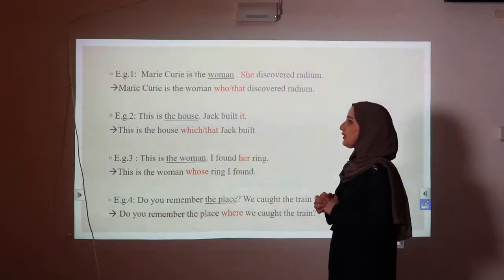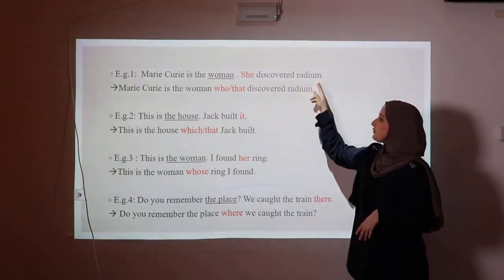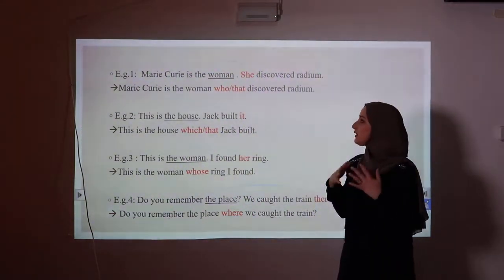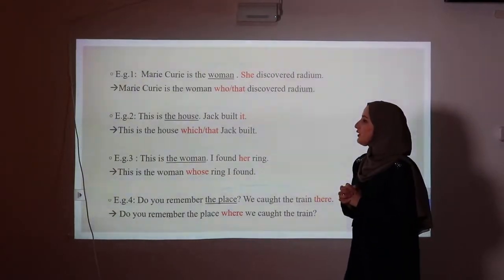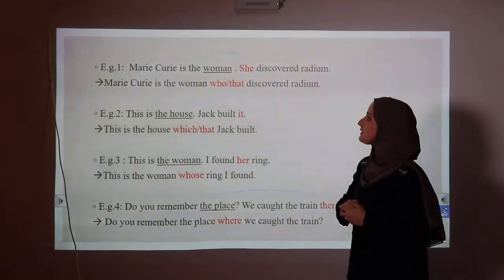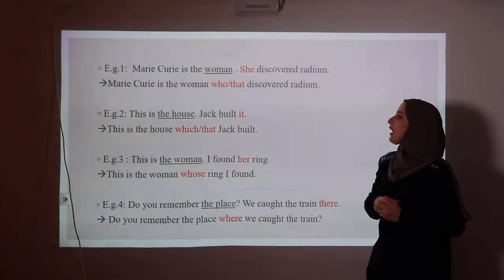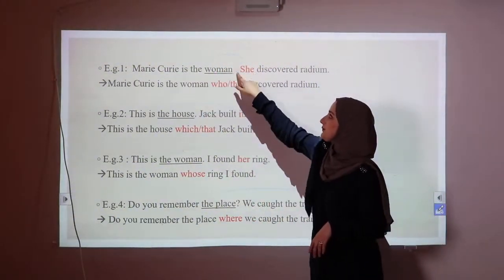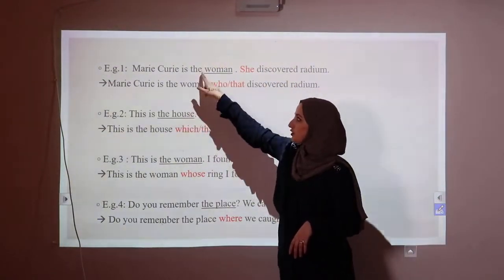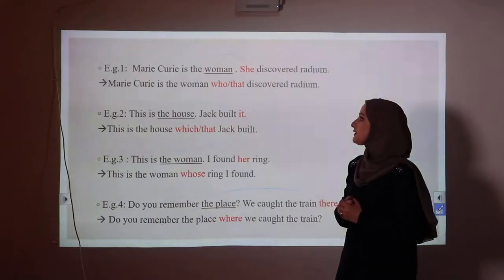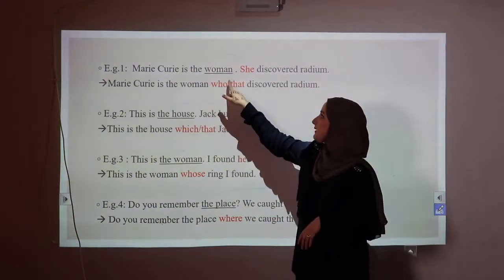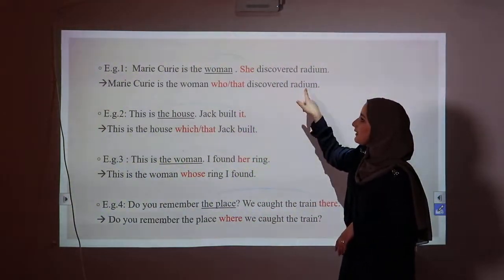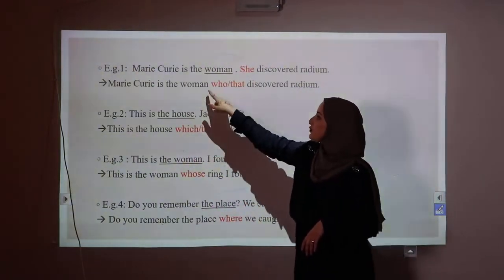Example number 1. Marie Curie is the woman. She discovered radium. We have 2 sentences here. And instead of having 2 separate sentences, you can join them using the relative pronoun. First of all, you have to go to the second sentence, she discovered radium, and you have to look for a pronoun that refers to a noun in the first sentence. So here we have she. Put the first sentence and the first clause in its place. Marie Curie is the woman, and then put who instead of the full stop. Who or that discovered radium. So we have one sentence consisting of 2 clauses.